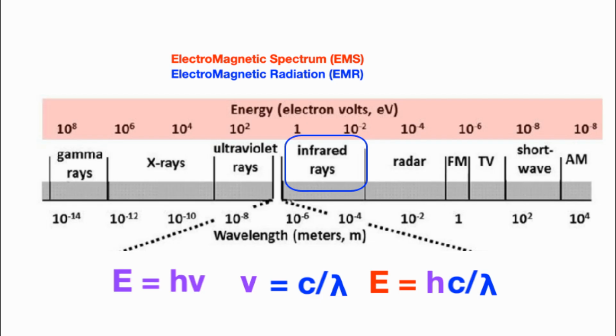So we see that energy is inversely proportional to wavelength. Energy is directly proportional to frequency, and frequency is inversely proportional to wavelength. So the higher the energy, the higher the frequency, and the shorter the wavelength.